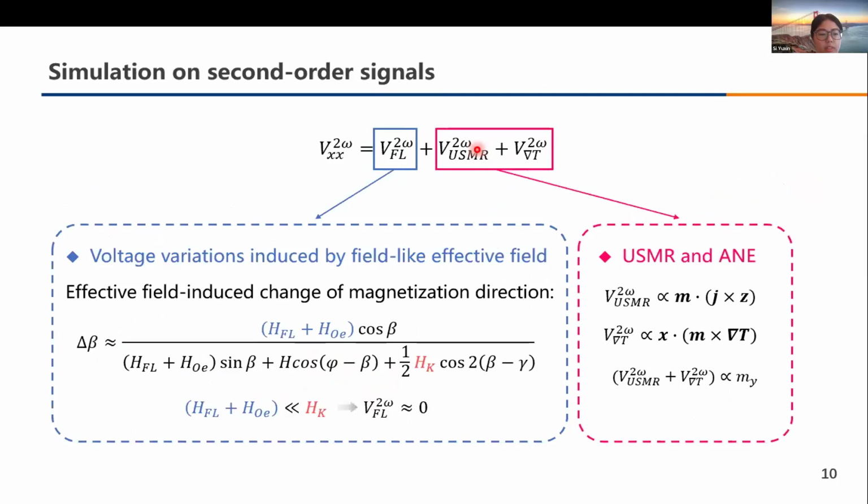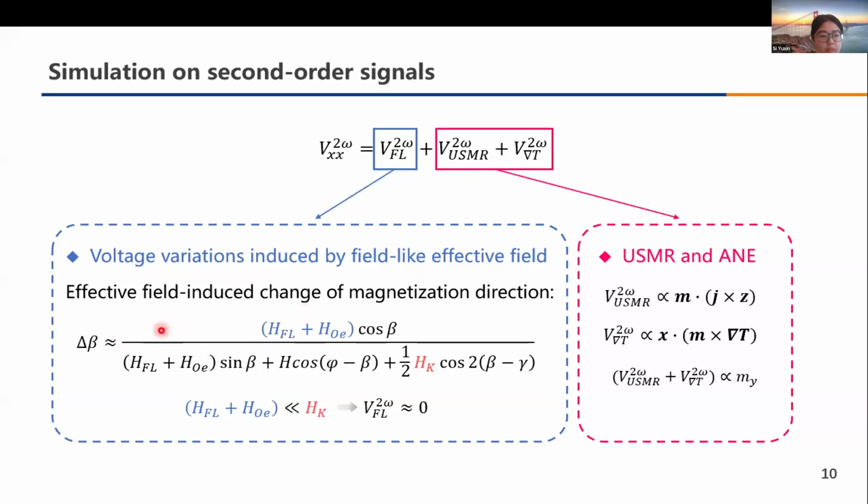And to better understand these results, we conducted a simulation of the second order signals. In this structure, the second order voltage consists of 3 main components. The VFL represents the AMR and the SMR signals induced by the field-like effective field. And this VFL is proportional to the change in magnetization direction, delta beta, induced by the effective field.